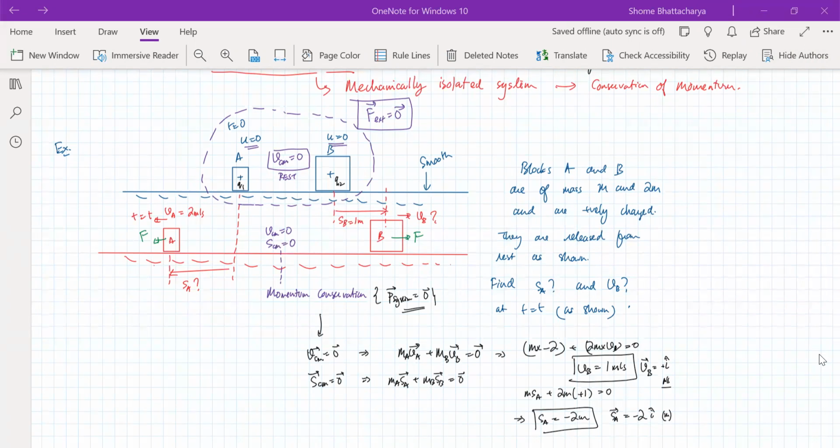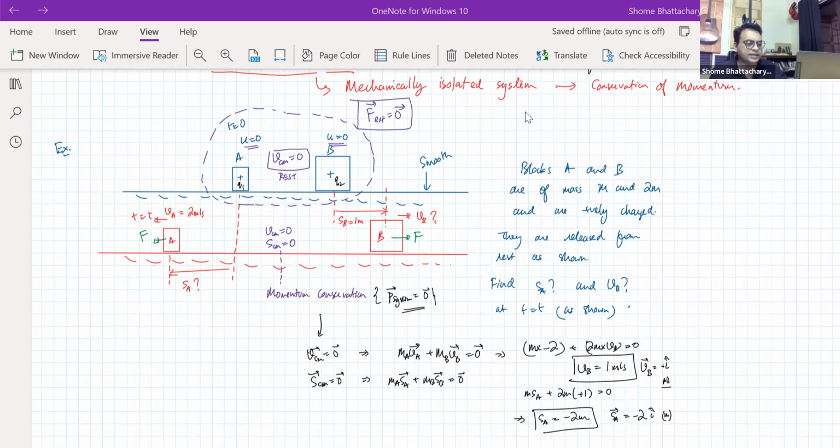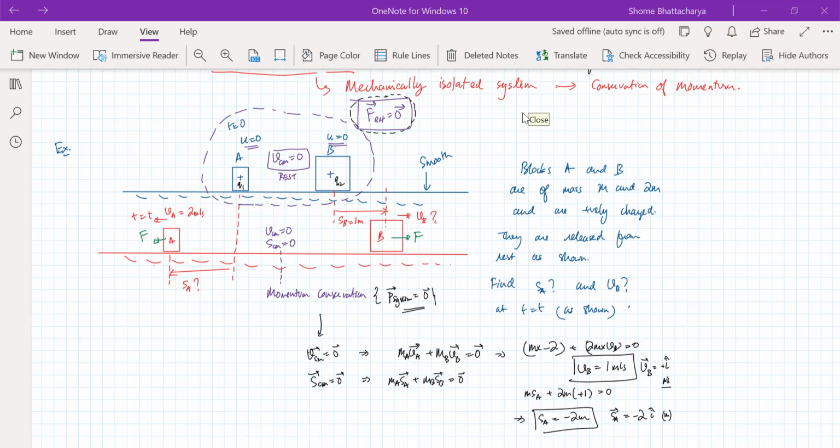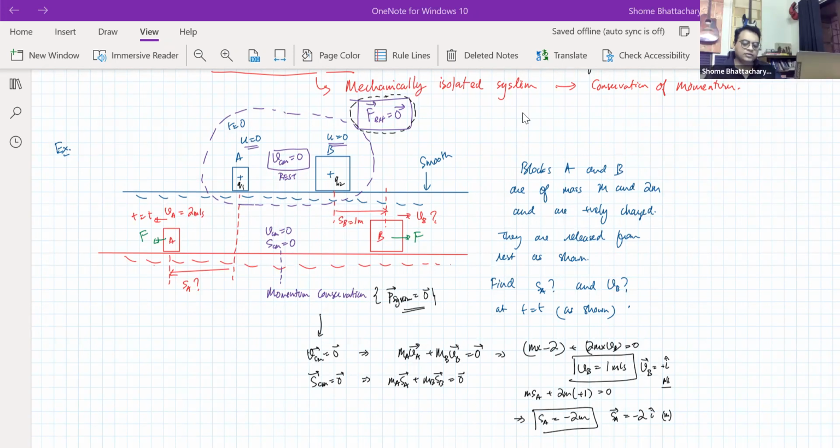Sir, how do we know that in a sum the momentum is conserved? The condition is that the net external force should be 0. Just like when do we conserve mechanical energy? When there is no non-conservative force and the work done by external forces is 0, right? Like that, when do we conserve momentum? When the net external force itself is 0 as a vector quantity.